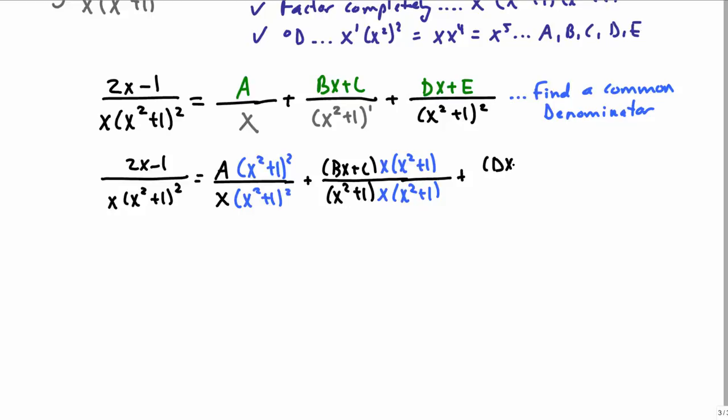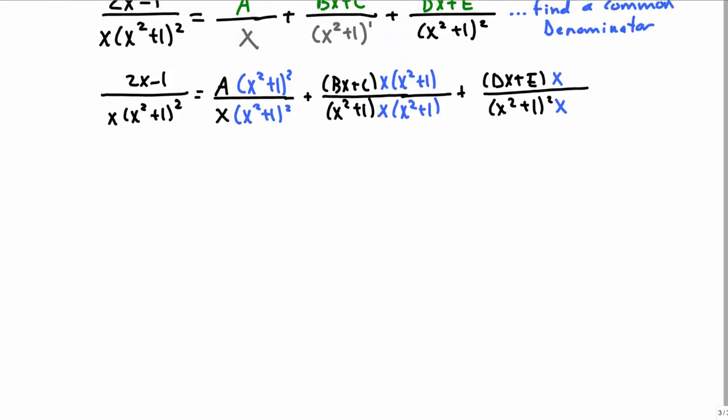So for my next one, I have (dx + e) over (x squared + 1) quantity squared. And then to get the common denominator, I'm missing an x. And so now you can see that I have a common denominator. And once I have that common denominator, you can just go ahead and drop it and equate the numerators. But you can't drop it until they're all the same.